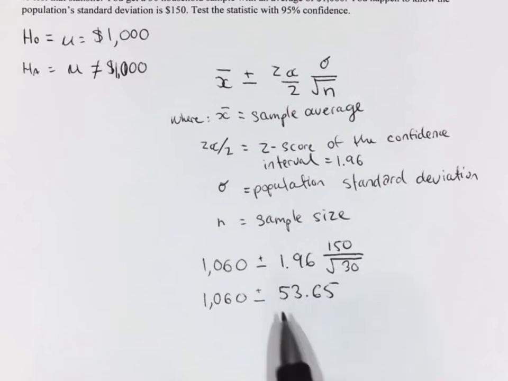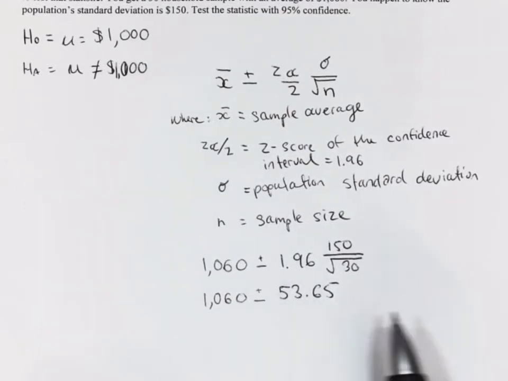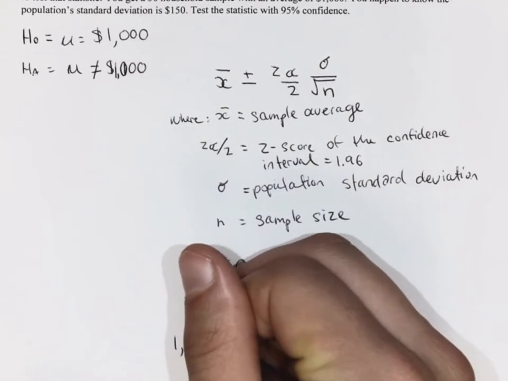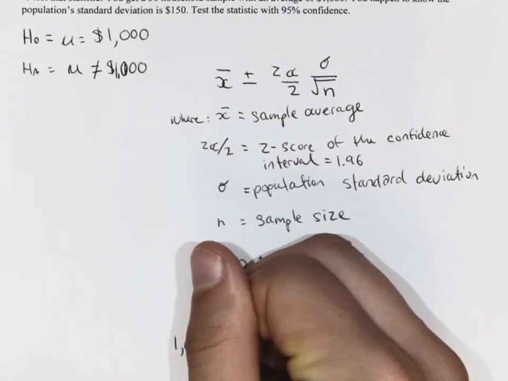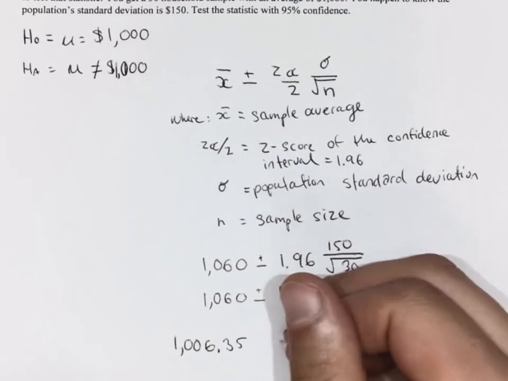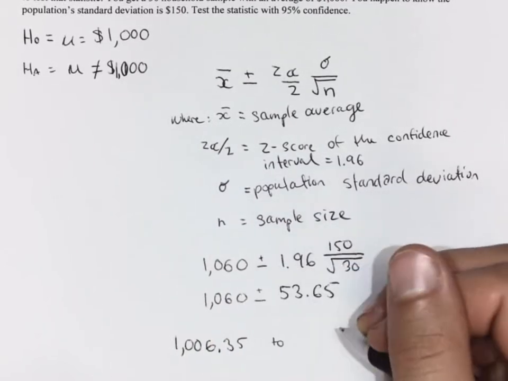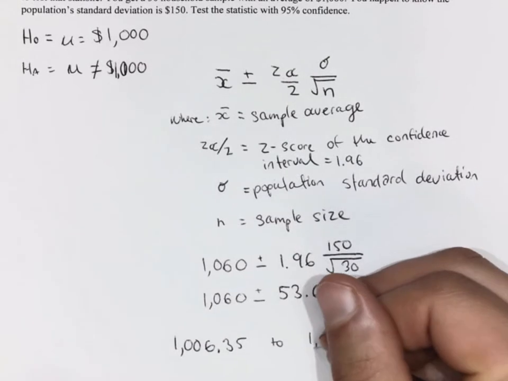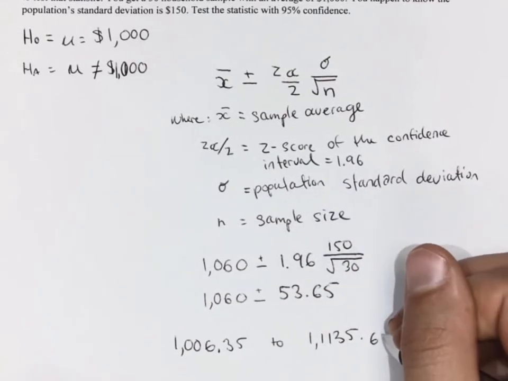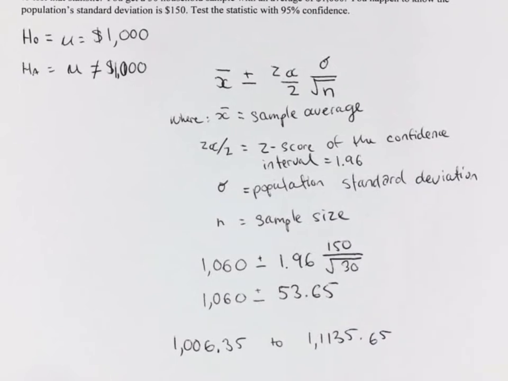So if we were to subtract 53.65 from 1060, we would get $1,006.35. If we were to add that, we would get $1,135.65. This is our range to a 95% confidence level.